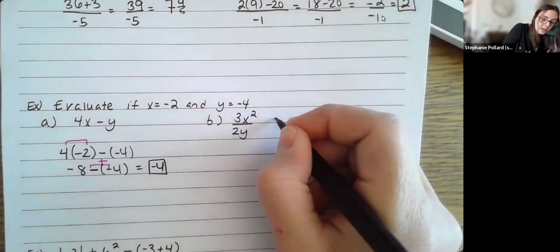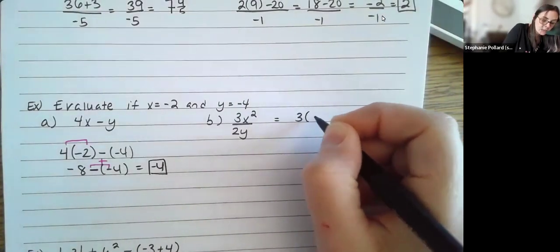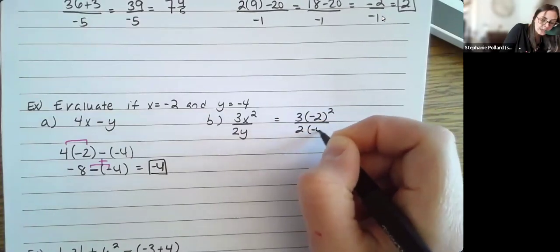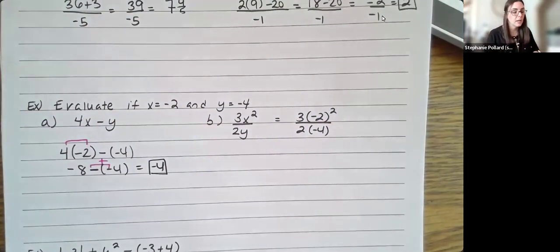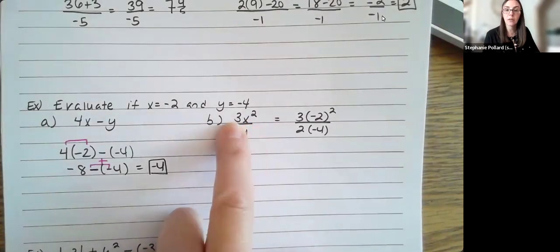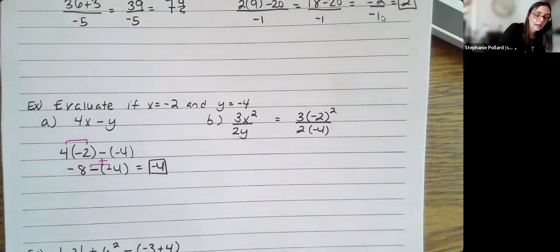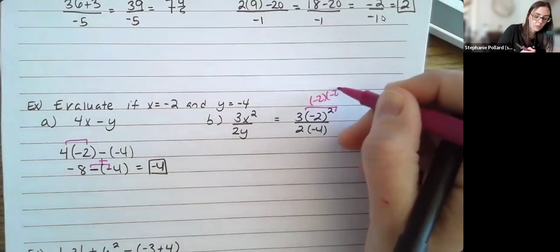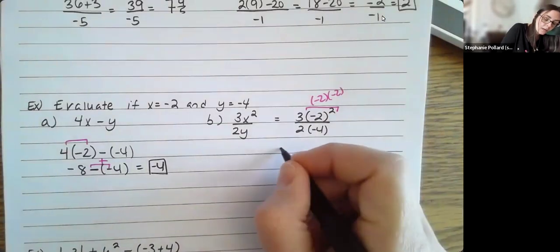Here as well, I'm going to take my x and replace it with -2, and my y and replace it with -4. Now notice here that just the x is being squared, not the 3. So I'm going to go ahead and just square the -2. So that's -2 times -2, which is +4.